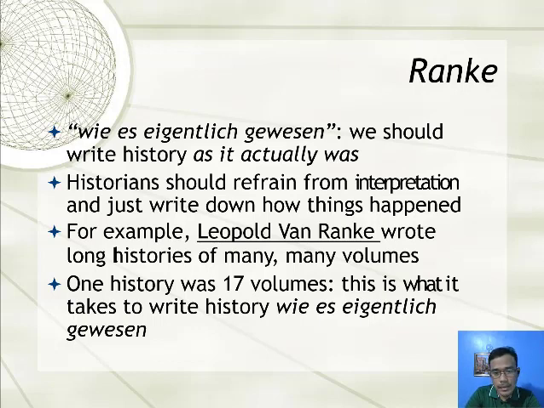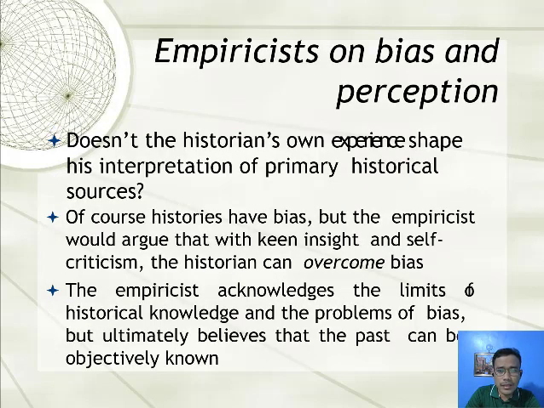So this is for Rank. Okay, so he said we should write history as it actually was. But what are the perspectives, or what is the stand of the empiricists on bias and perception? Doesn't the historian's own experience shape his interpretation of primary historical sources?